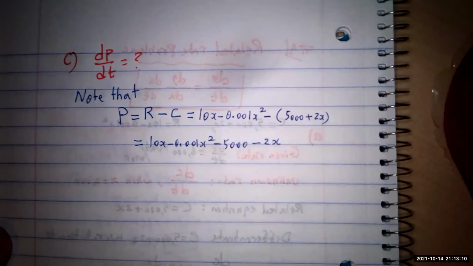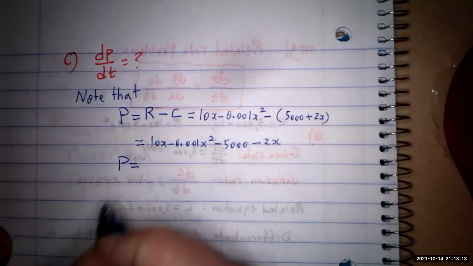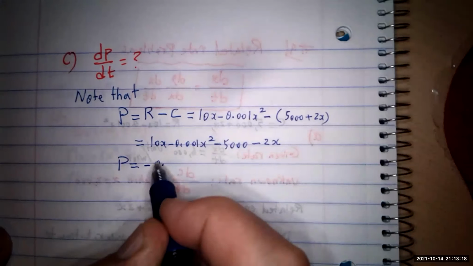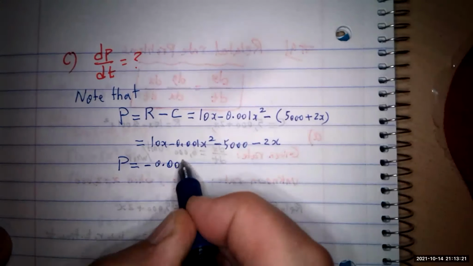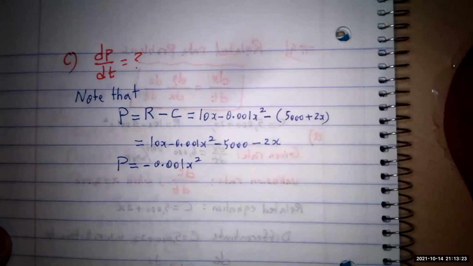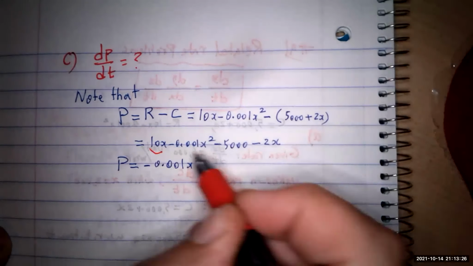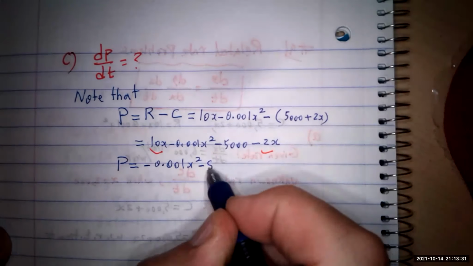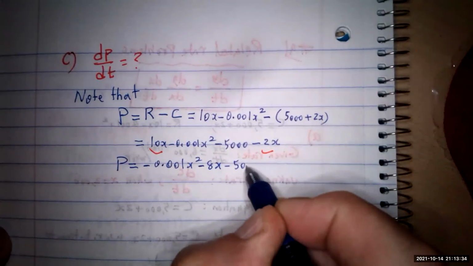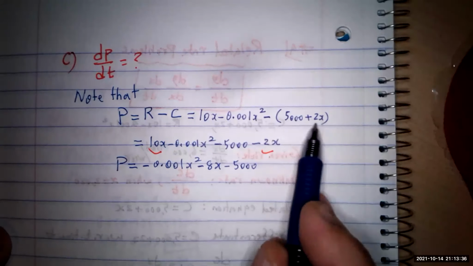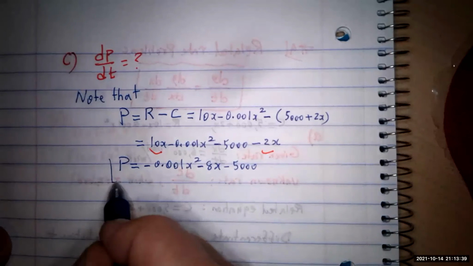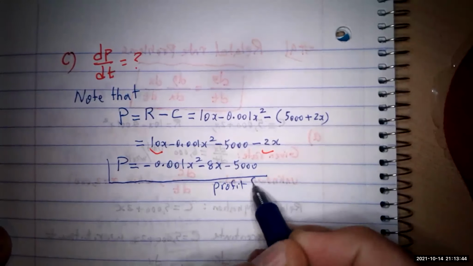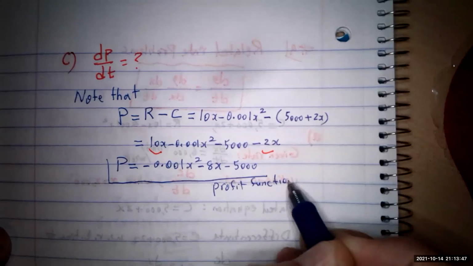Then combine the like terms. So P, the profit, is going to be equal to, I start with the x squared, a negative 0.001x squared. Then I have the 10x and the 2x over here, so that gives me a negative 8x, negative 8x and minus 5,000. Just make sure to apply this negative sign twice to get these numbers. Okay, so this is the profit function. Any question?